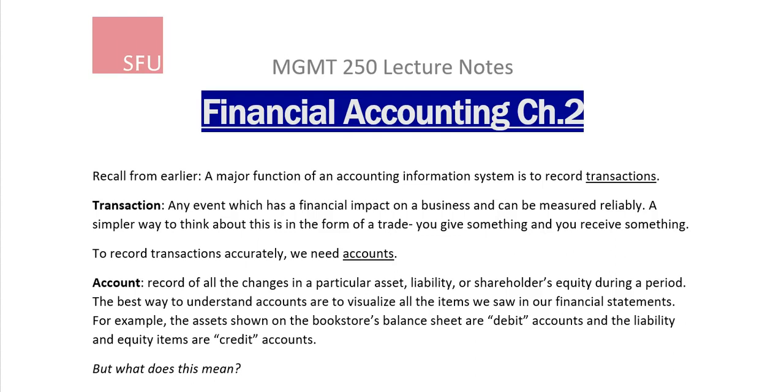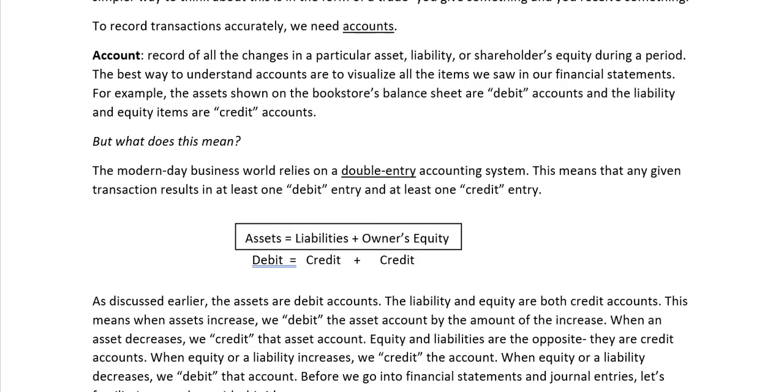To record transactions accurately, we need accounts. Simply put, an account is a record of all the changes in a particular asset, liability, or shareholder's equity during a period. The best way to understand accounts is to visualize all the items we saw in our financial statements. For example, the assets shown on the balance sheets are debit accounts, liability and equity items are credit accounts. But what exactly does this mean?